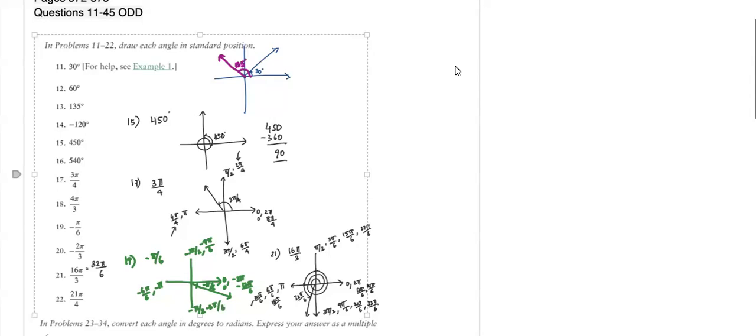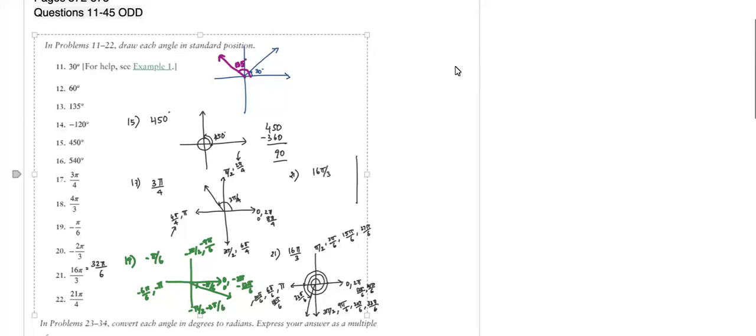Now, this is one way of doing this. What is the other way in which we could do 16 pi over 3? Let's see. So this is still question number 21. I'm still doing 16 pi over 3, right? So how am I going to do this?